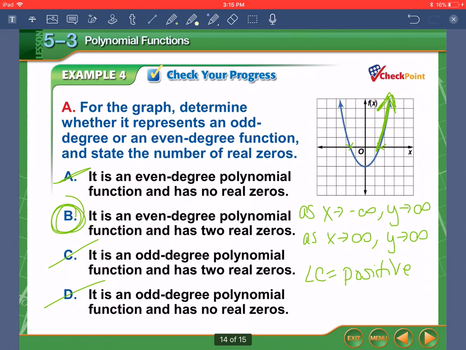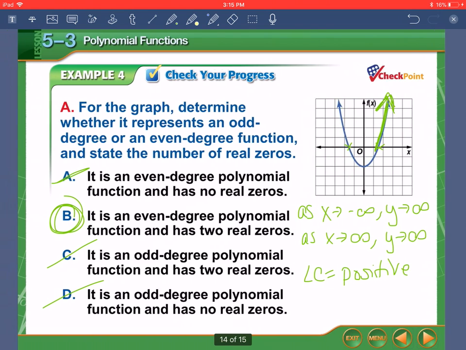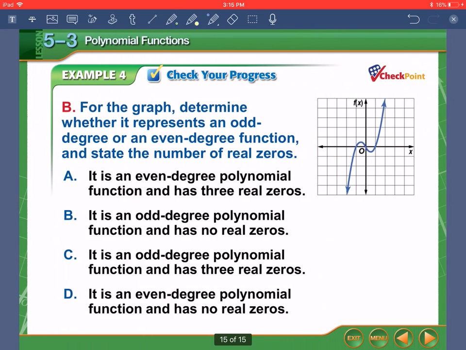And one more example of this. Same drill, so we're going to talk about the degrees and the real zeros, the lead coefficients, and the end behaviors. So this has to be an odd degreed polynomial because the beginning and the end are going opposite directions. So I know it's odd.